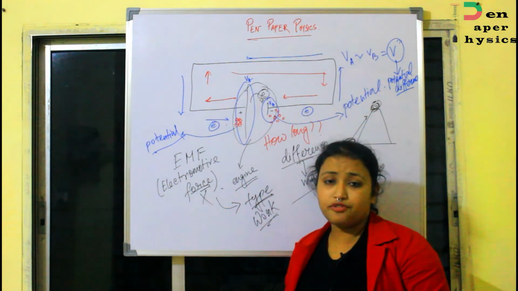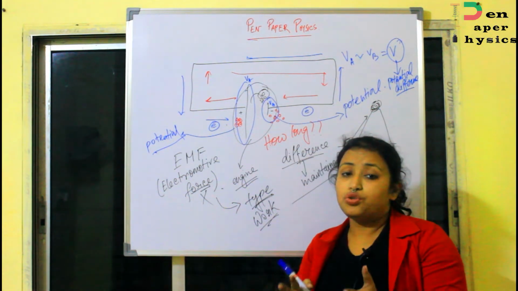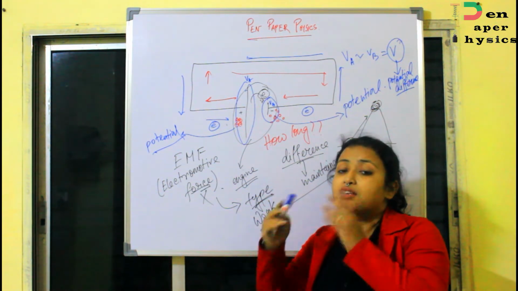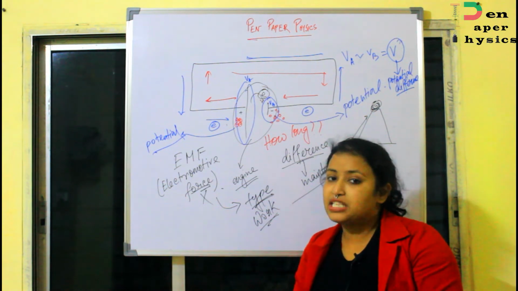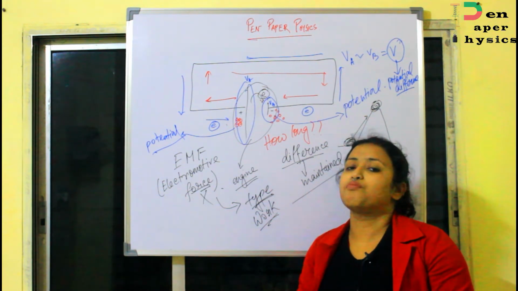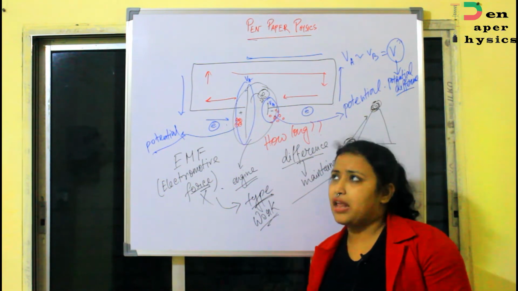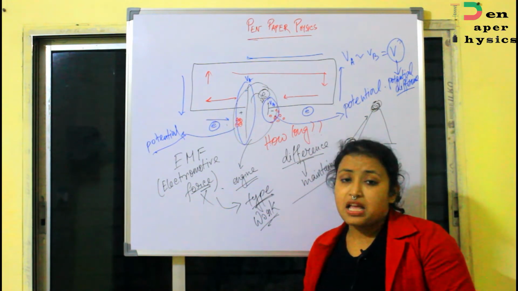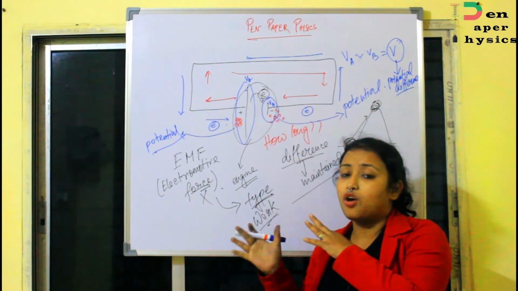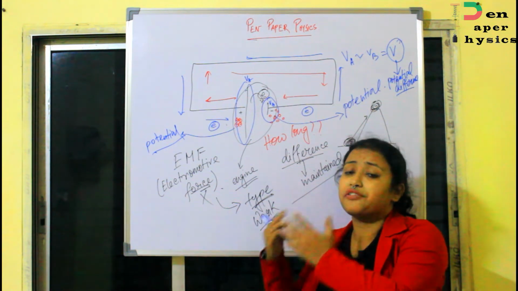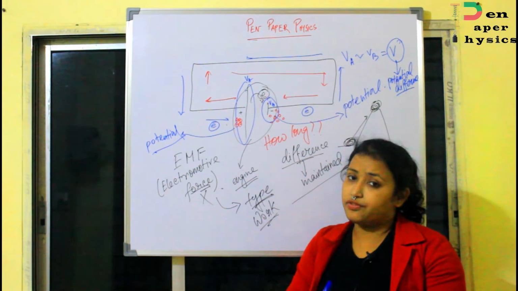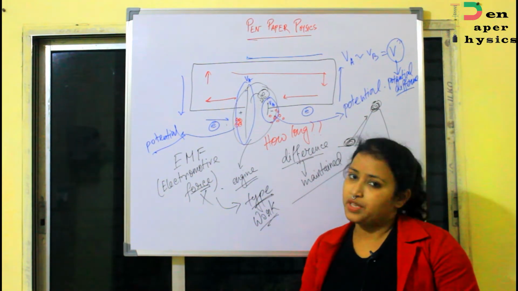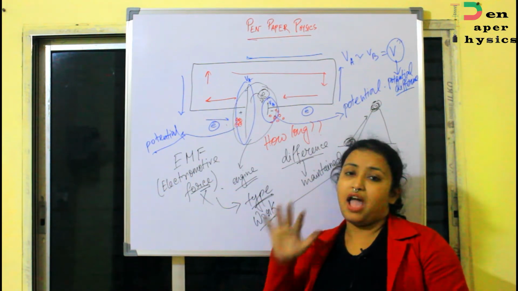So electromotive force is the reason due to which a continuous potential difference is maintained in a circuit, and because of that maintained potential difference, the current is continuously moving on. So we can say in another word that electromotive force is the reason due to which we have a potential difference, and because of that potential difference, current is continuously going on. Okay, this is the concept of EMF and potential.